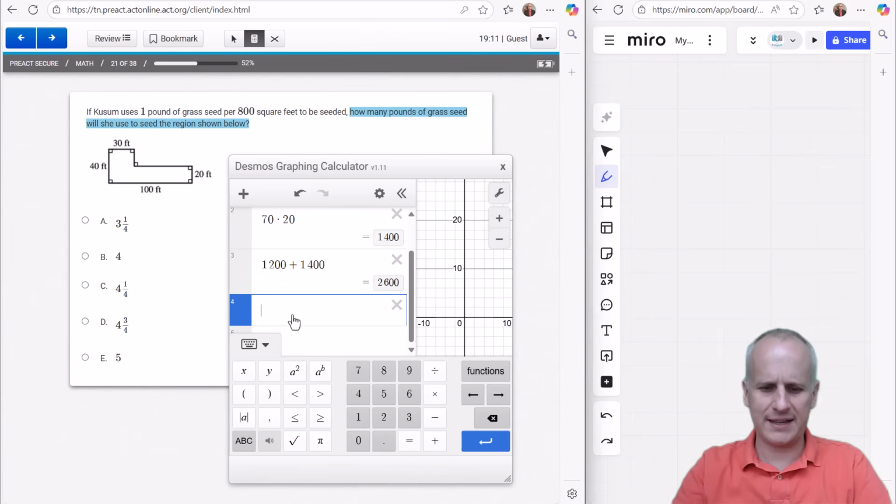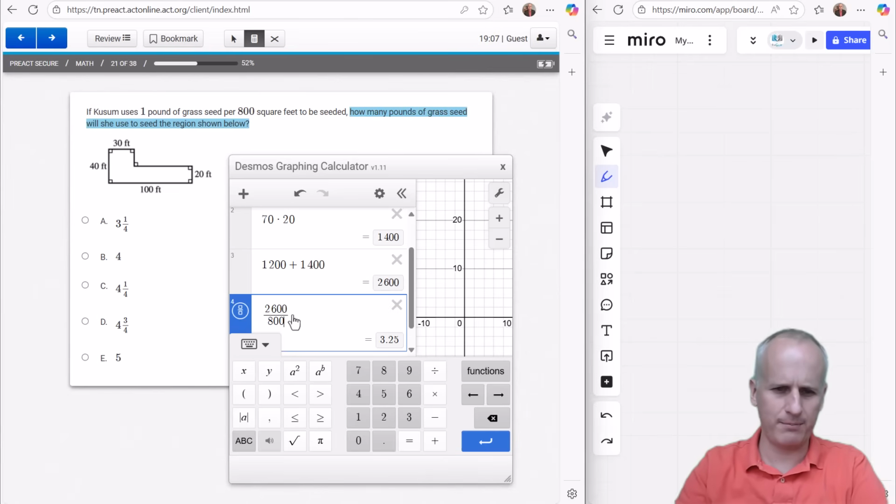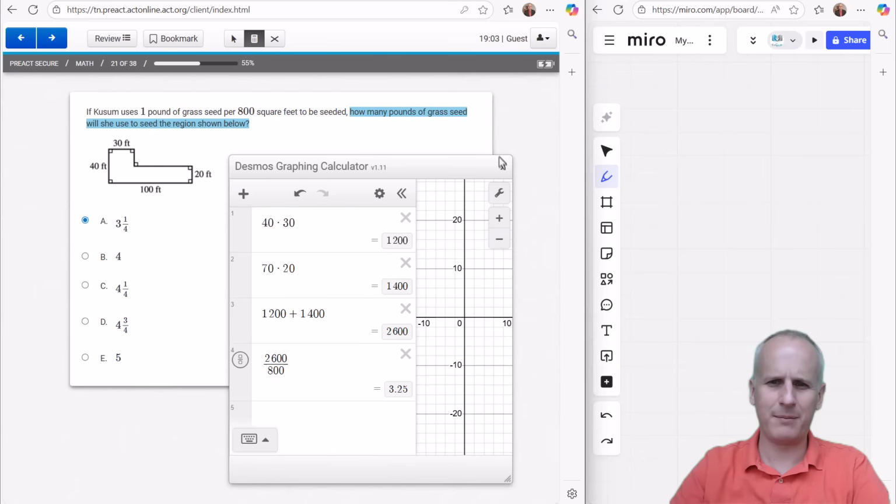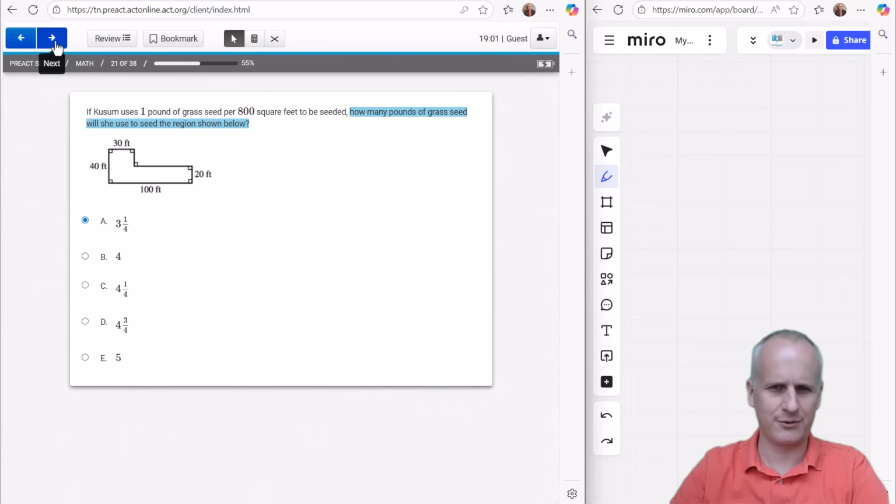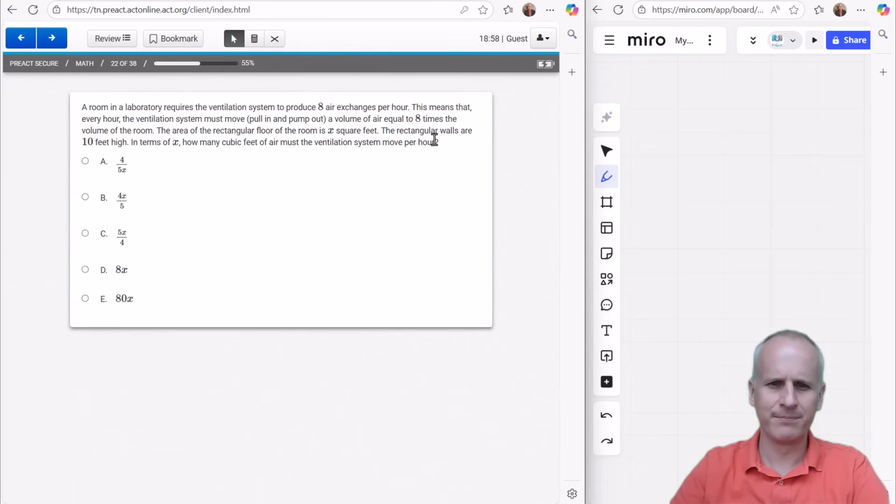And then we've just got to take that 2,600 and divide by the 800 square feet per 1 pound to find our correct answer of 3¼ pounds. For this problem, once again, not doing anything with our scratch work. So we will then click next.